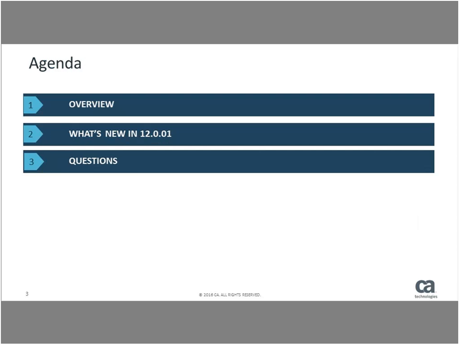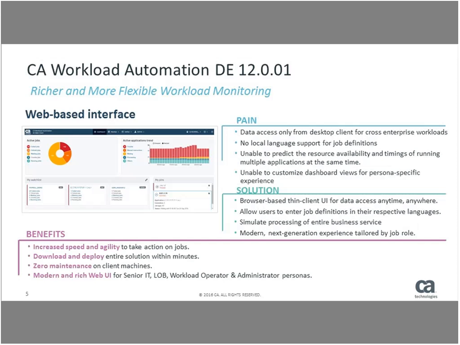Let's get started. So prior to this release, the 12.0 release came out October of last year, and we had some great functionality introduced in that release, like we bundled a Postgres database and we supported Hadoop job types. And since then, we were busy working on something very interesting.